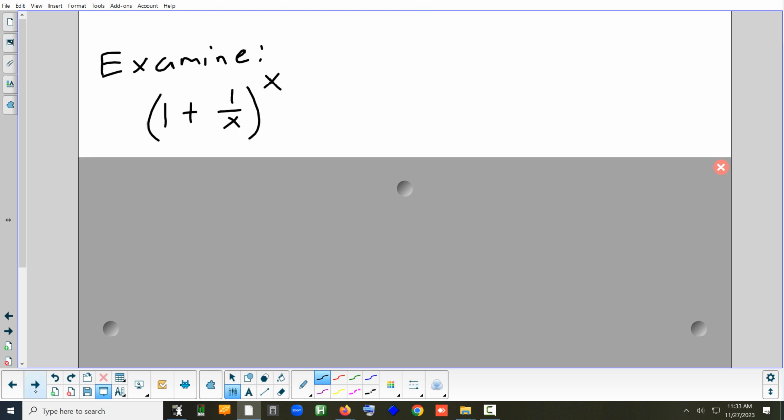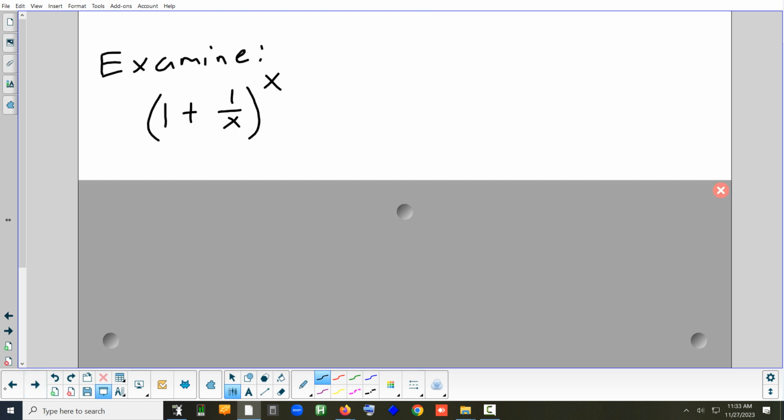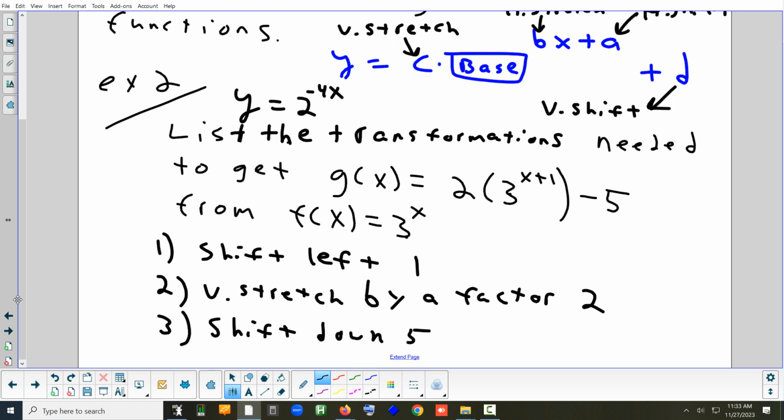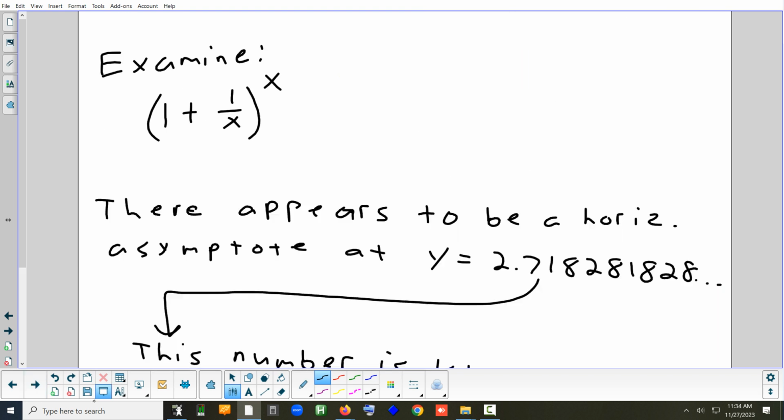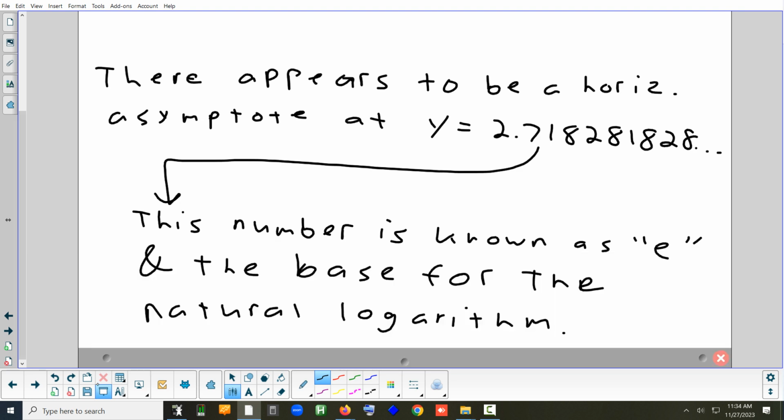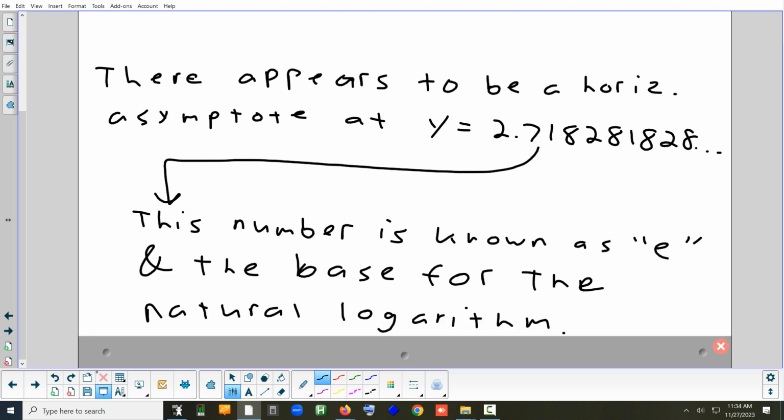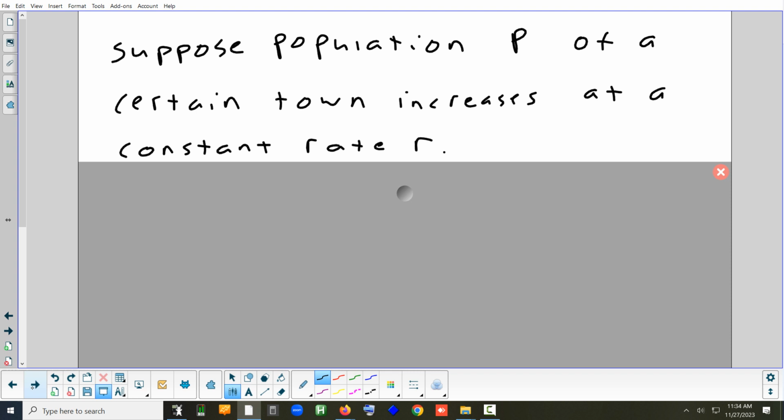We're going to talk more about the thing that's on the next screen tomorrow. That has to do with the number e, which is a number in math dealing with logarithms. We'll talk about e tomorrow.